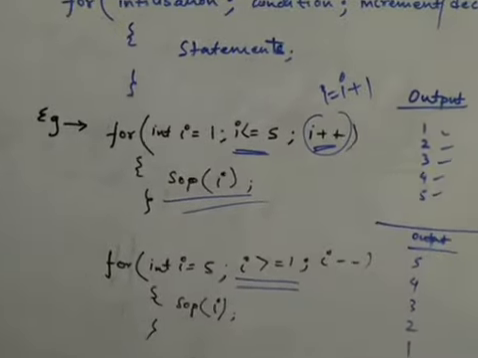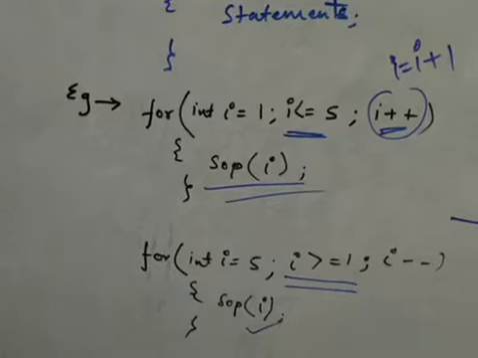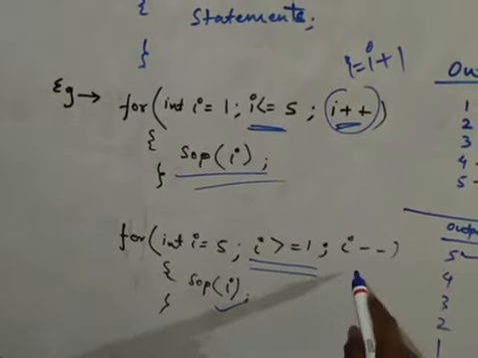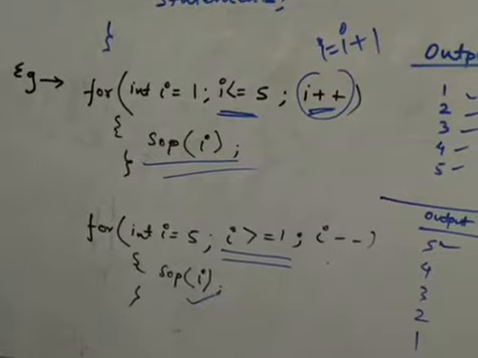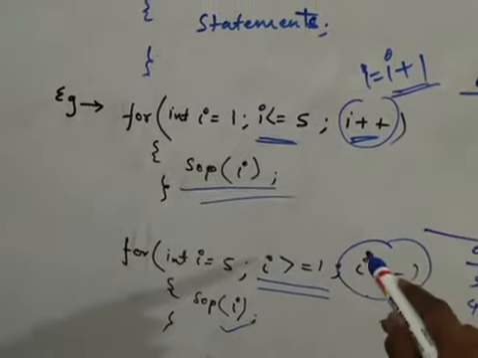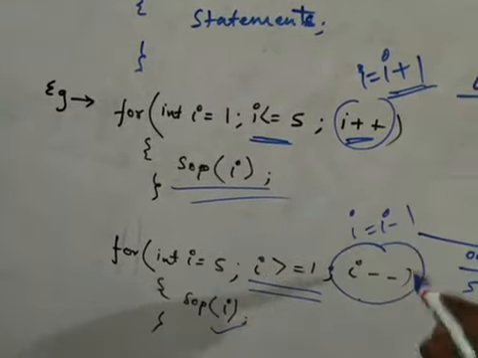First value of i is 5. 5 is greater than 1. Yes, this will be printed. i value 5 will be printed. Yes or no? Next, i minus minus, what does it mean? This statement we know, since i plus plus means i equals i plus 1, so i minus minus will be i equals i minus 1.